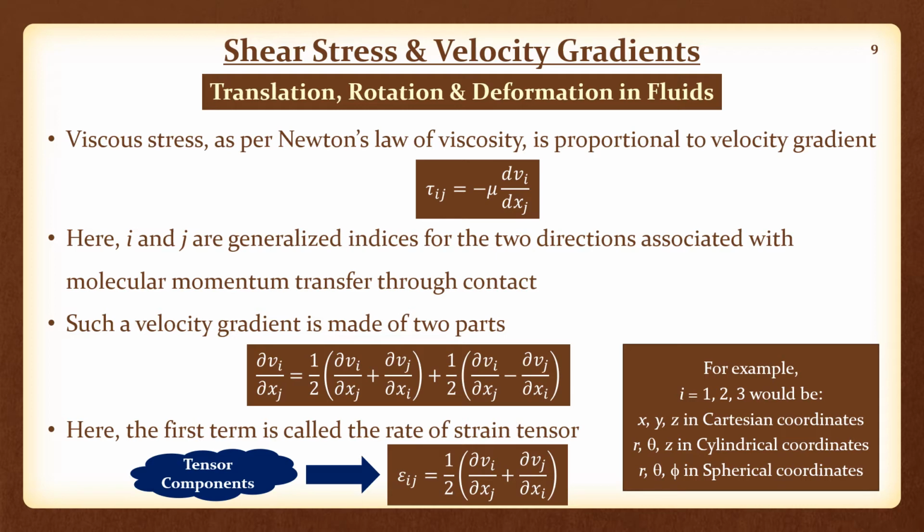So what is this tau ij? This tau ij could be, for example, tau xx, tau xy, tau xz, tau yx, tau yy, tau yz, tau zx, tau zy, tau zz. I am stating out all the 9 components. I'm only going to do this once. I've only done it once.